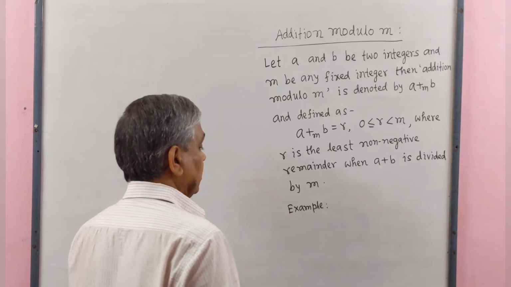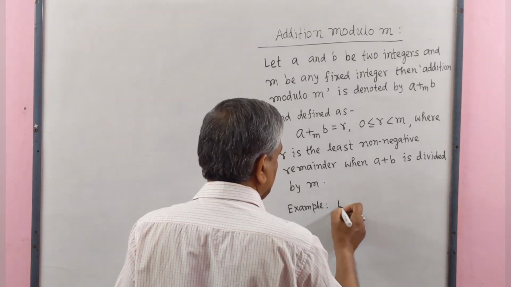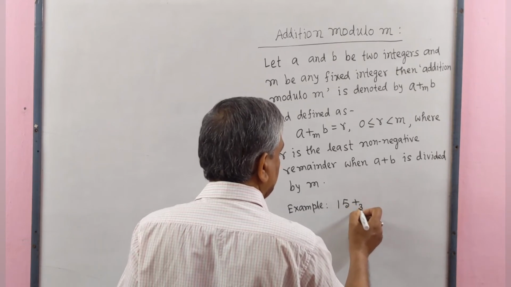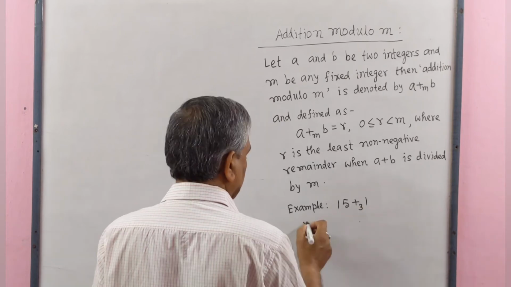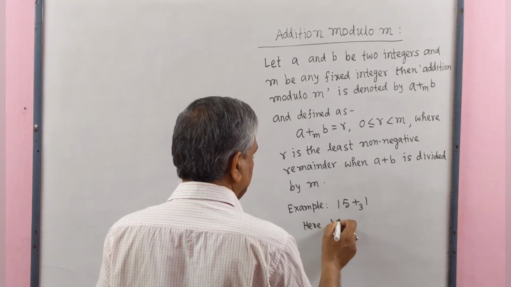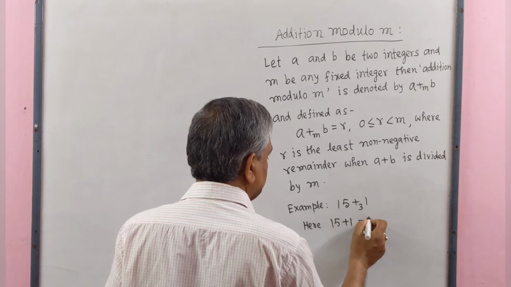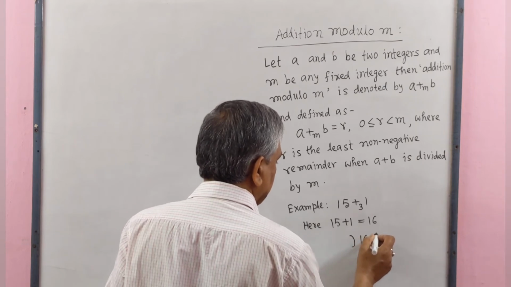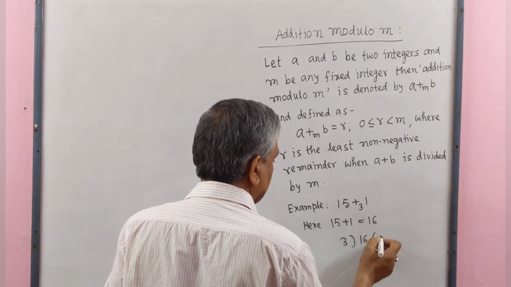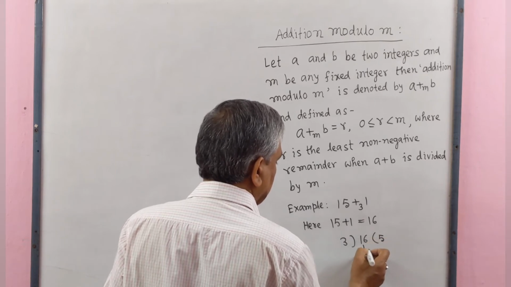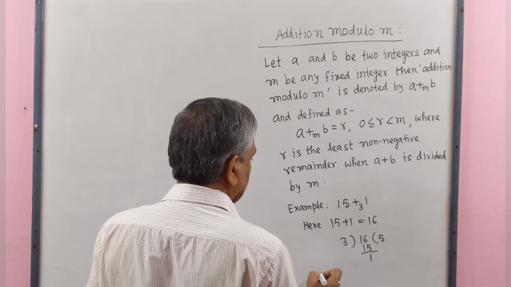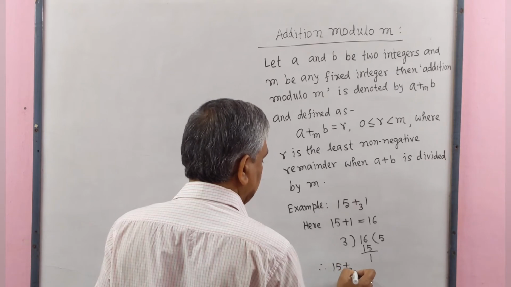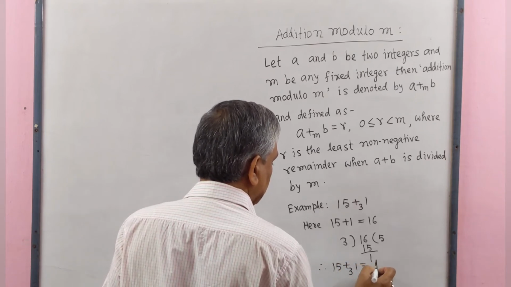For example, let we have 15 addition modulo 3 1. Here 15 plus 1 equal to 16, and if we divide 16 by 3, remainder is 1. Therefore we write 15 addition modulo 3 1 equal to 1.